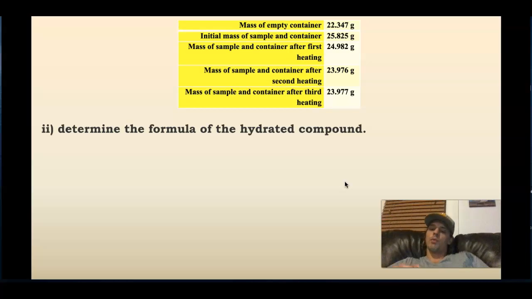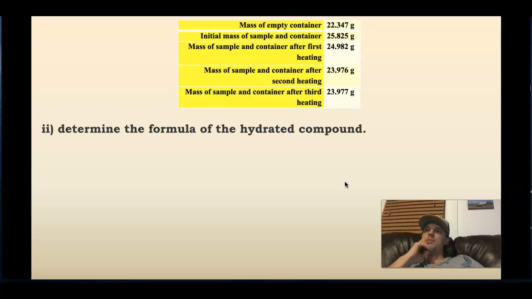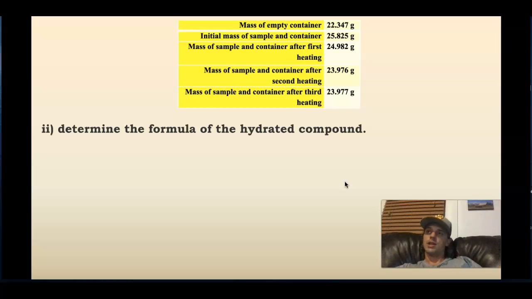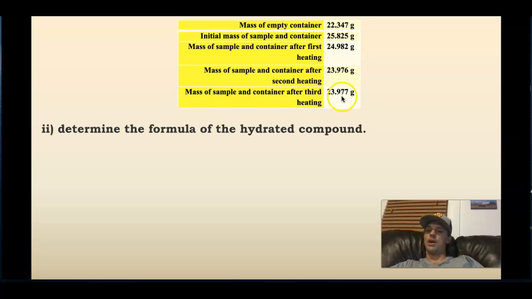Determine the formula. Well, remember, what is a formula? A formula is a mole ratio. If I look at something like H2O, there's 2 moles of hydrogen for every 1 mole of oxygen. I want to figure out the formula ratio here. So we're not looking at exactly a formula of how many hydrogens to oxygens. We're looking at how many moles of water there are compared to how many moles of magnesium chloride. So to do this, I need to also figure out how many moles of magnesium chloride I have. Well, after I've lost all the water, what should I have? I should just have magnesium chloride.